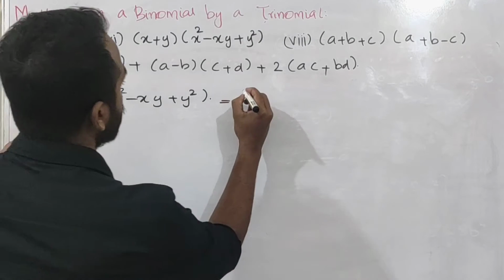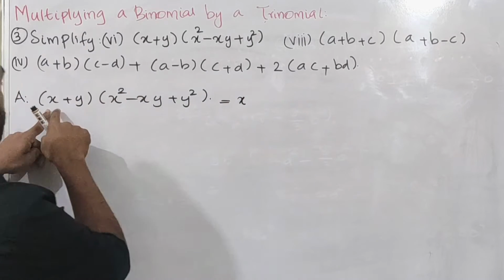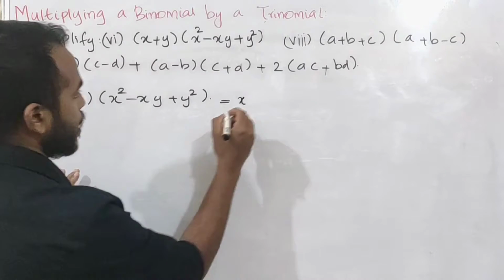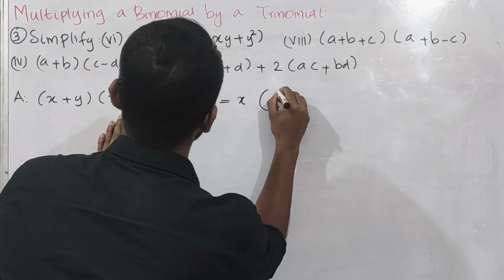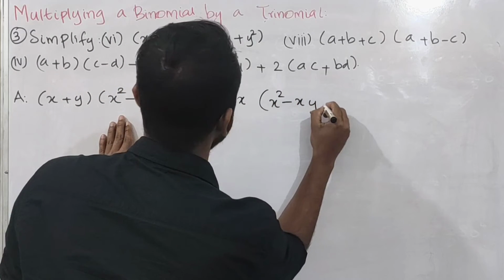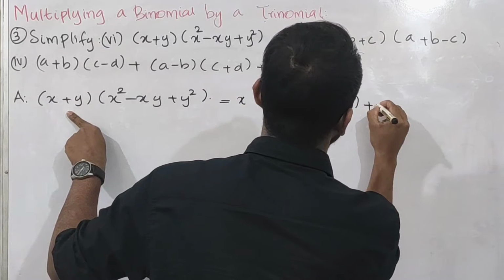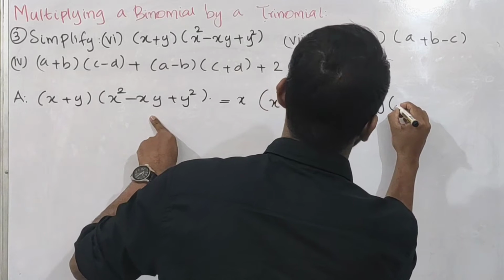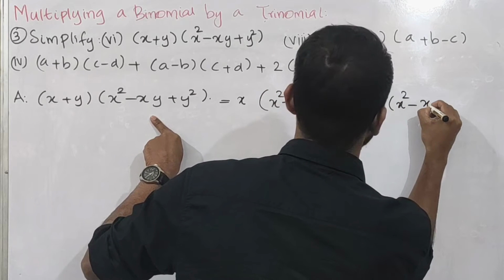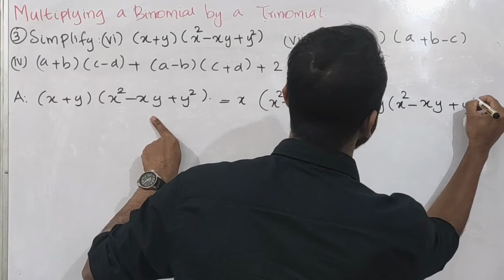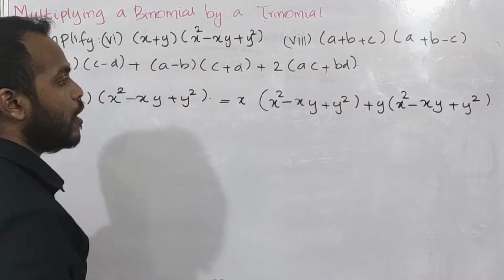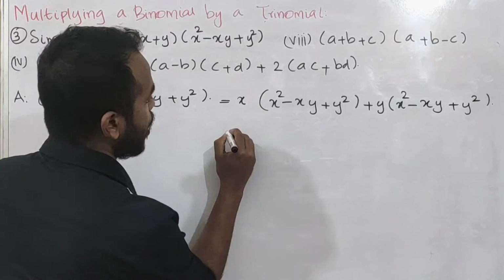So what happens? First term of the first bracket, x, multiplied throughout the second bracket. Who is the second bracket? x square minus xy plus y square. Then the second term of the first bracket is y into x square minus xy plus y square. Now it's all about simplification as you have been doing.